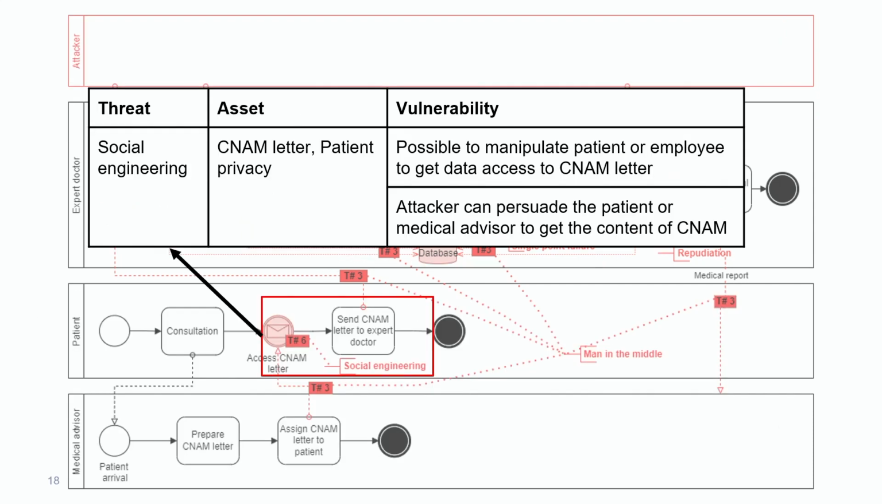In threat point 6, the back pain patient's healthcare application is also vulnerable to social engineering, where patients and hospital personnel are the weakest links. The attacker can easily target them using social engineering tactics to get the CNAM letter.